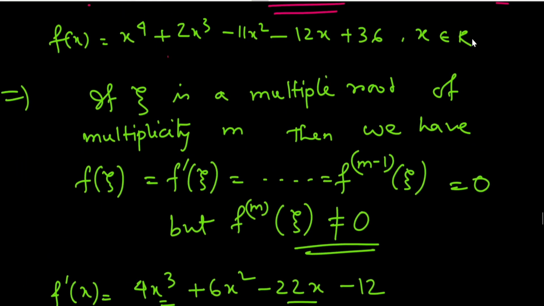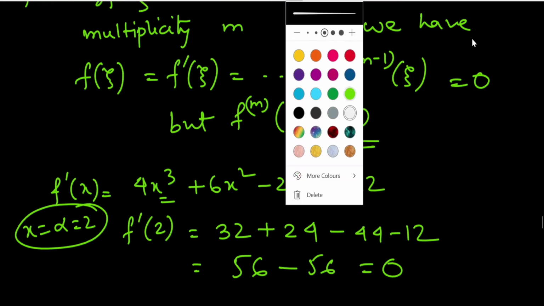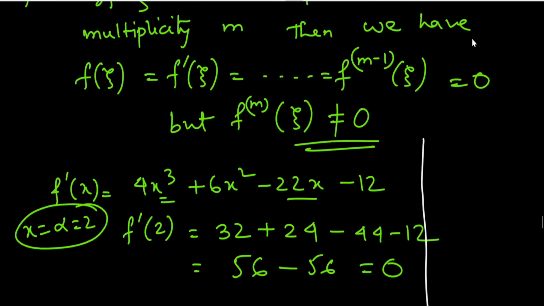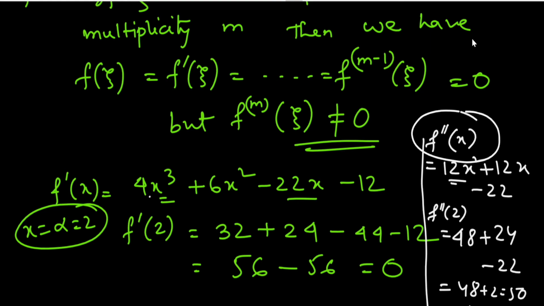Now we check for alpha equal to 2 and f double dash x. So f double dash x gives 12x square plus 12x minus 22. So f double dash 2 is equal to 12 times 4, that is 48, plus 12 into 2, that is 24, minus 22, which gives 48 plus 2, and this is equal to 50. So this is non-zero. Therefore the root is of multiplicity 2 here.